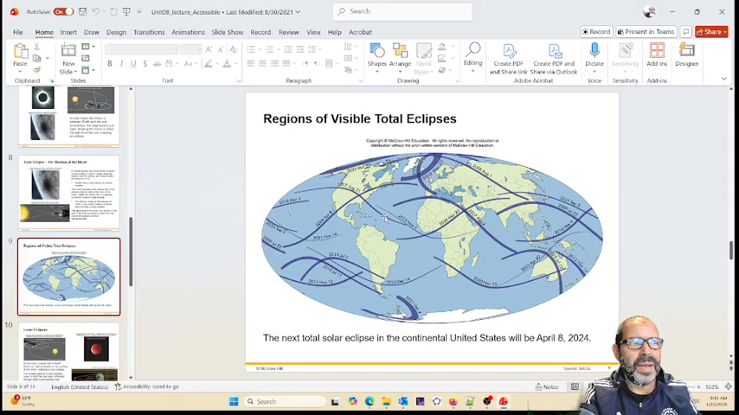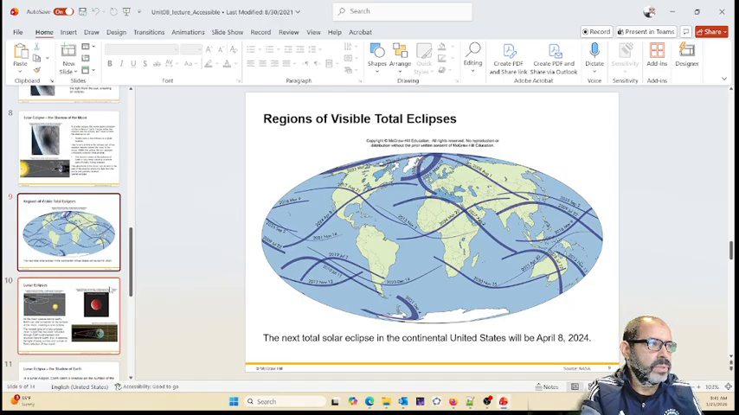But this is the path of totality that you can see in here. This is where the total solar eclipse happens. The other regions of the Earth will not even know that there was a solar eclipse altogether. But if you are nearby, you may be seeing a partial solar eclipse.